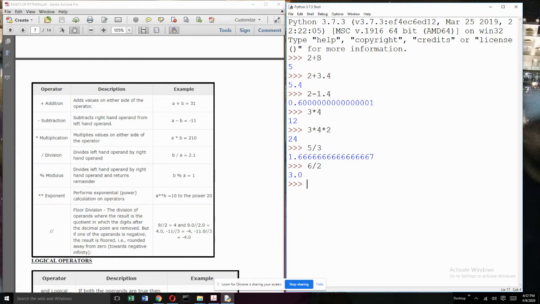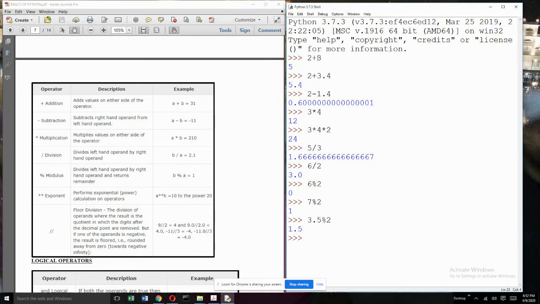The next is the modulo operator, which we also call the remainder operator, which will give us a remainder. So if I divide 6 by 2, the remainder is 0. If I divide 7 by 2, the remainder is 1. And if I divide 3.5 by 2, the remainder is a floating number, which is 1.5.